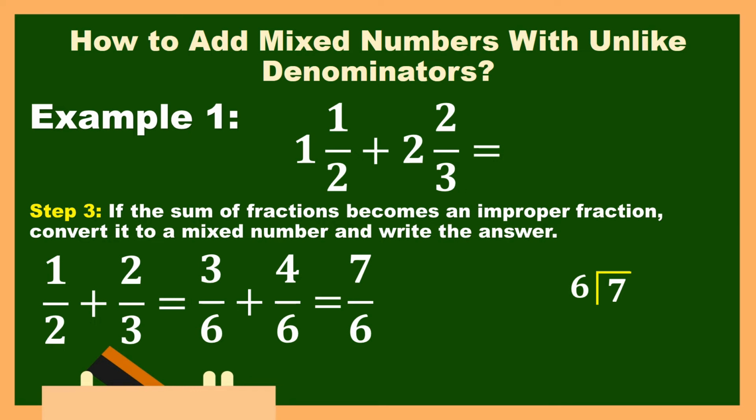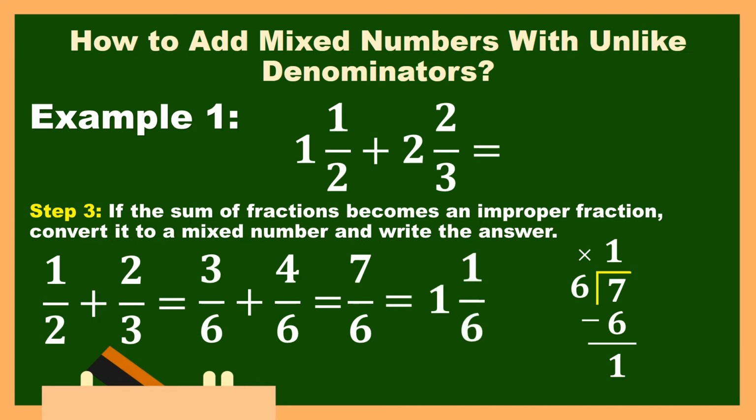So, 7 divided by 6 is equal to 1 at i-multiply ang result na 1 sa divisor na 6. So, 1 times 6 is equal to 6. And we will subtract. So, 7 minus 6 is equal to 1. Since hindi na divisible by 6 ang 1, magiging remainder na natin si 1. So, 7/6 is equal to 1 and 1/6.